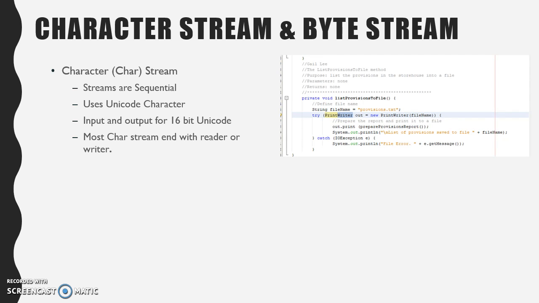You see the private void listProvisionsToFile, which has the PrintWriter out and the new PrintWriter with the file name. So what happens here is the characters are sent to print and show what is in the list of provisions down here, as you maybe save the game, to a file name.